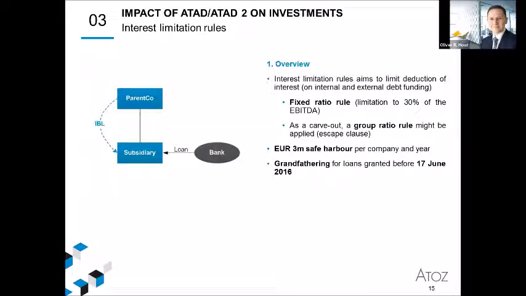So that's the basic rule. Then we have a carve out from that, which is a group ratio rule. So if the group is heavily indebted, then also individual members of the group can deduct a higher level of interest. However, this is not relevant in the context of alternative investments. Then one important rule is the safe harbor rule, which provides a 3 million safe harbor. It means up to 3 million, one has no restriction whatsoever on the deductibility of interest expenses.